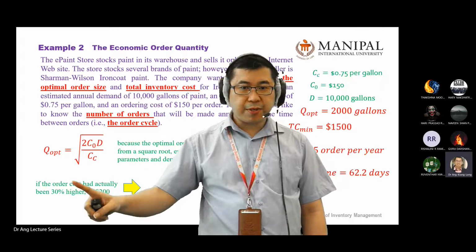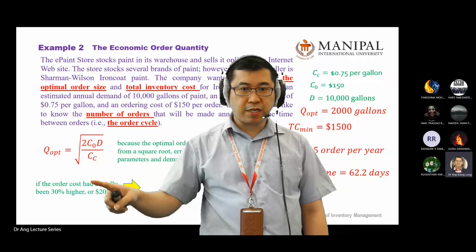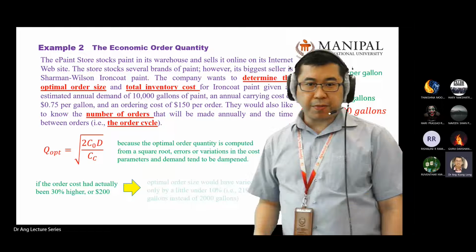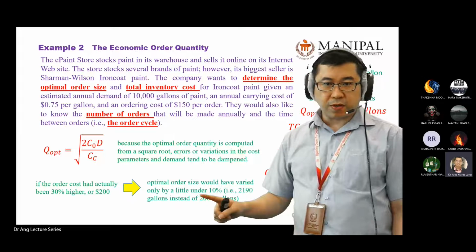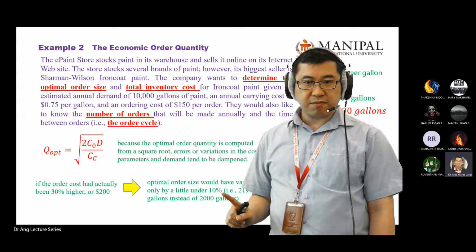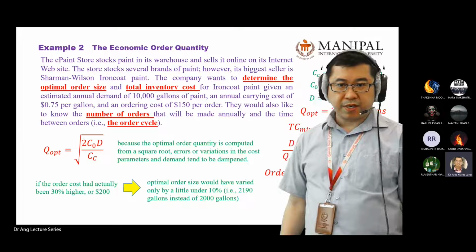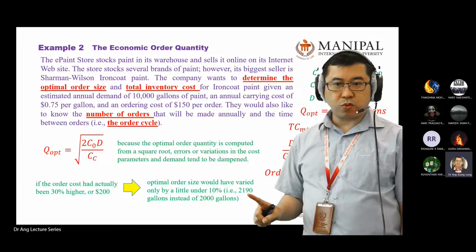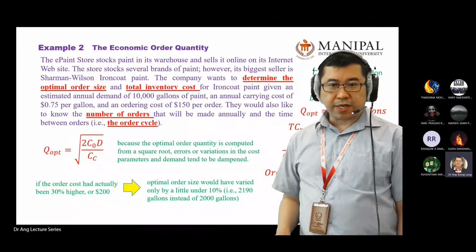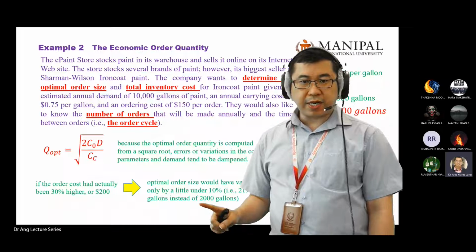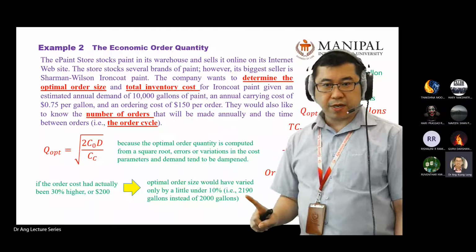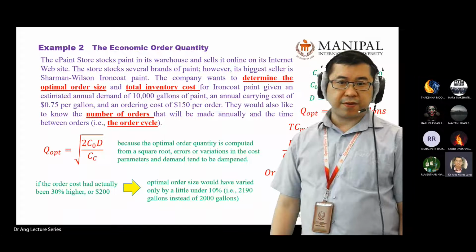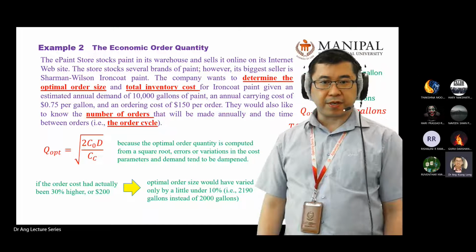If there's an increment of your cost of 30%, your Q op is actually not changed very much. Your optimum will change by around 10%. Your Q op will be around 2190, while your calculation with the case given is 2000. So it's about 10%.